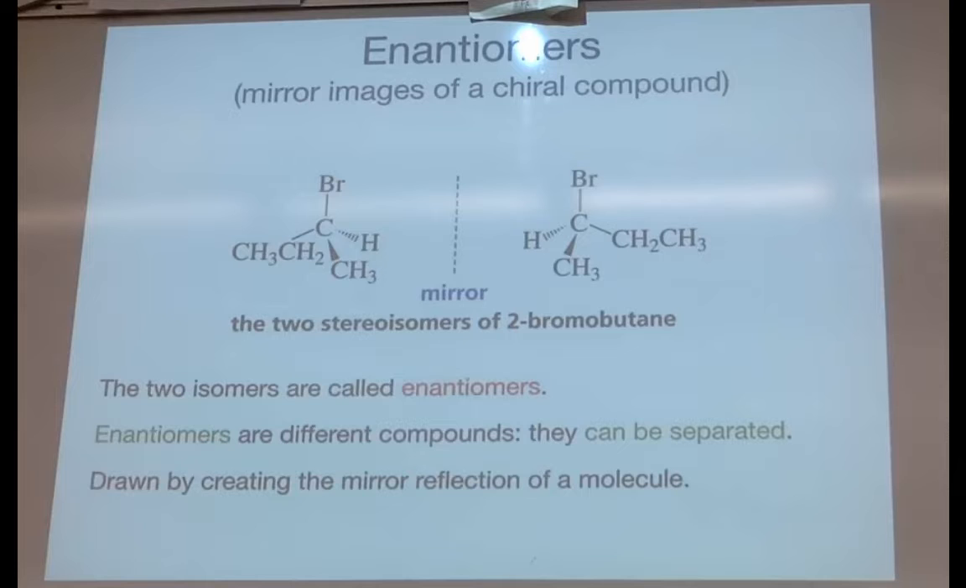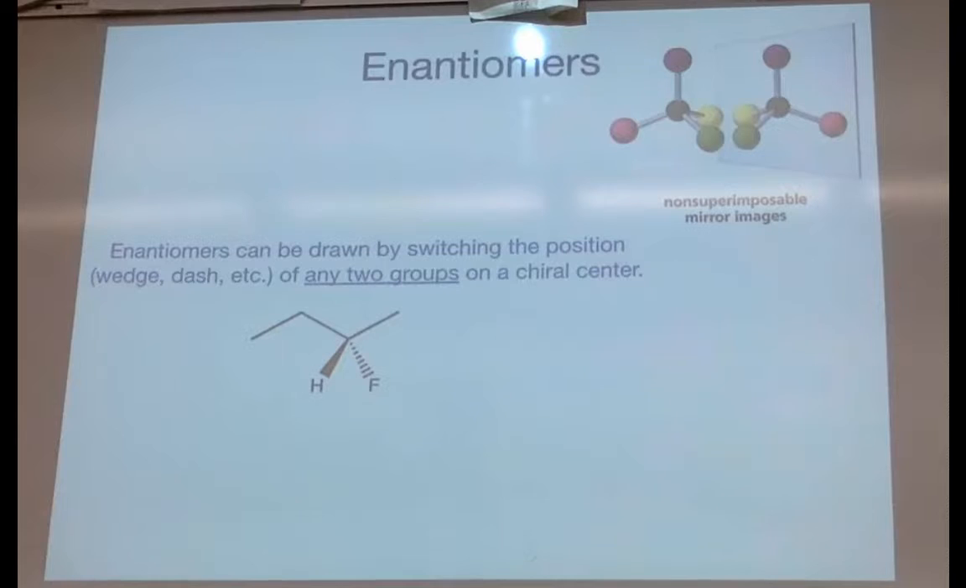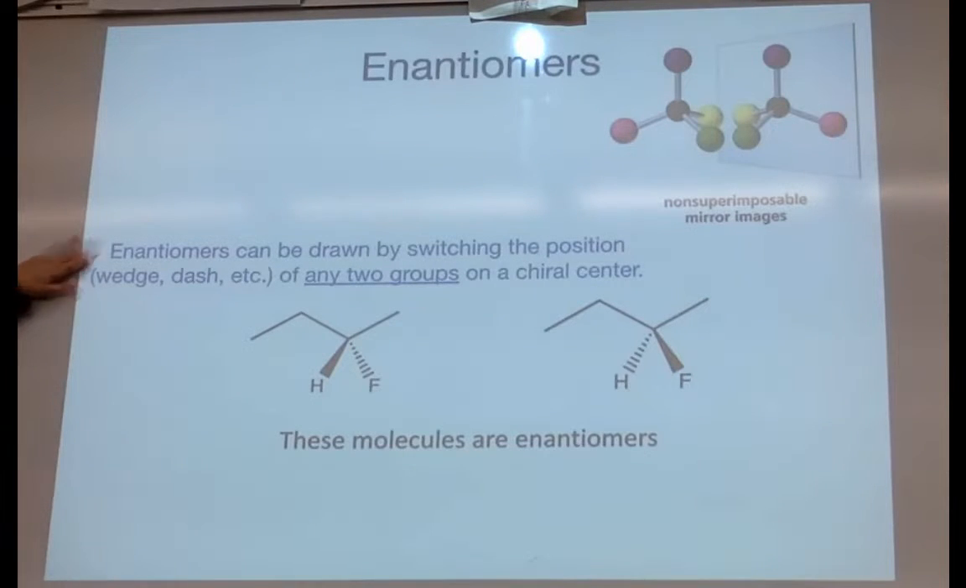Those that are in AP Bio have heard a little bit about these because of the difference in a wedge and a dash, what that could potentially do. But enantiomers are different. They're isomers. So they're just connected differently in space. So when we look at enantiomers, these two are enantiomers. Here's a trick. I don't know if it's a trick or it's just the definition of an enantiomer. Enantiomers can be drawn by switching the position of any two groups on a chiral center. Switching position means switch the wedge and the dash on a single chiral center.